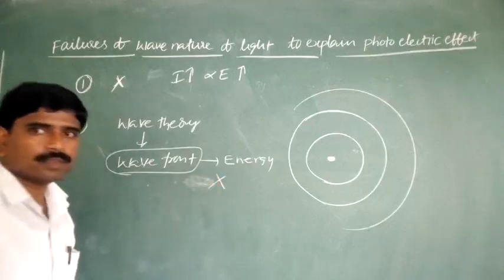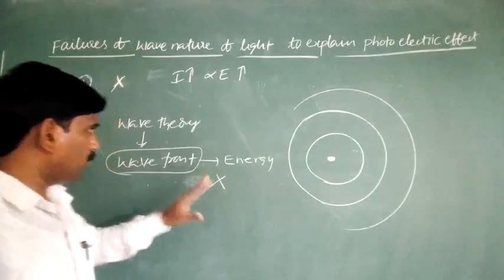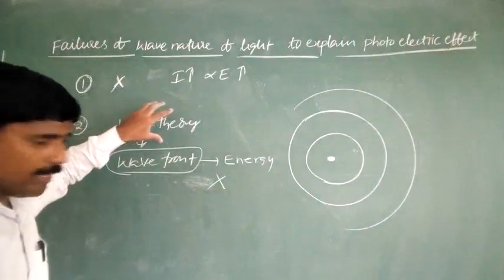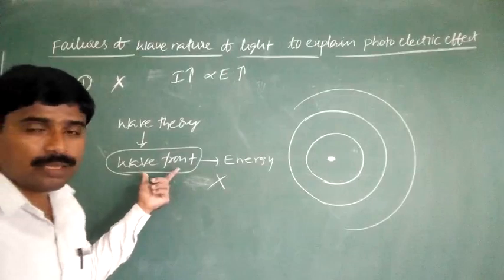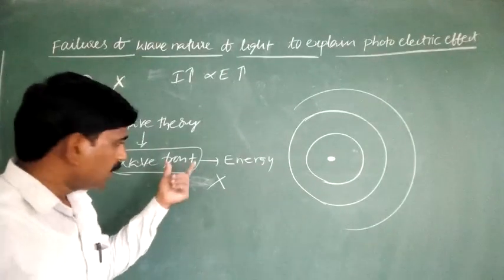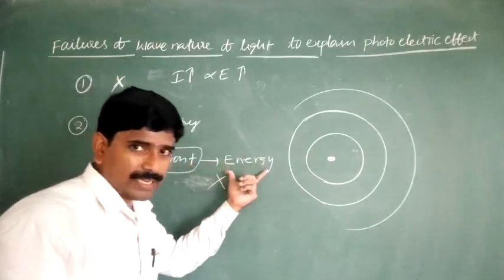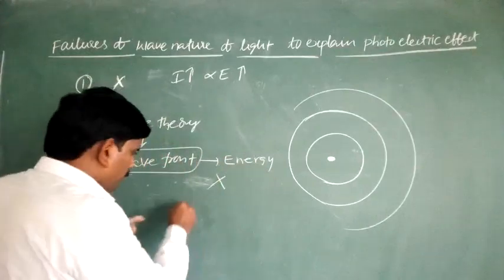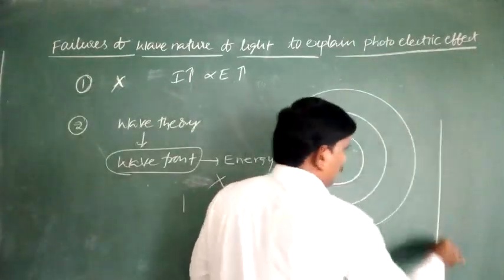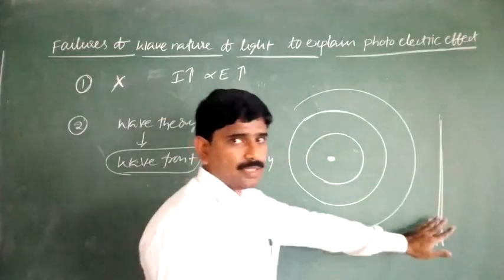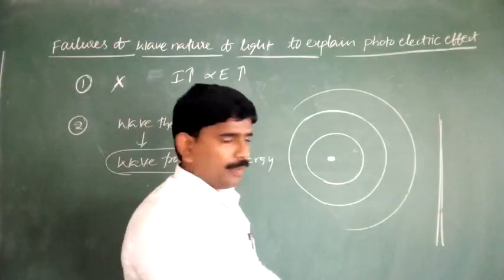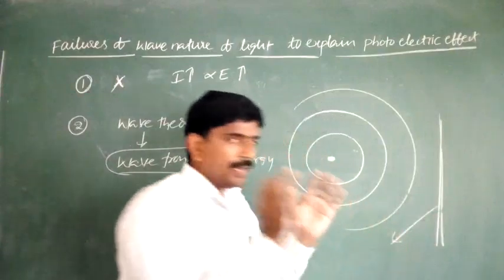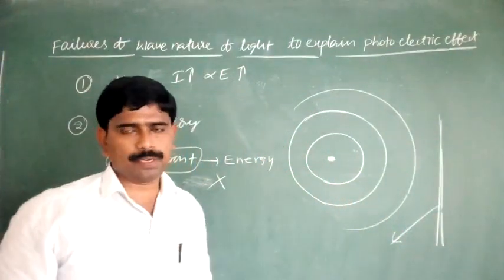So try to observe one more time. According to the wave theory, the wave is moving, and it consists of wavefronts. These wavefronts carry the energy. This is the metal surface. When the first wavefront is incident on the photoelectric metal, what happens? A bulk number of electrons are emitted at a time.